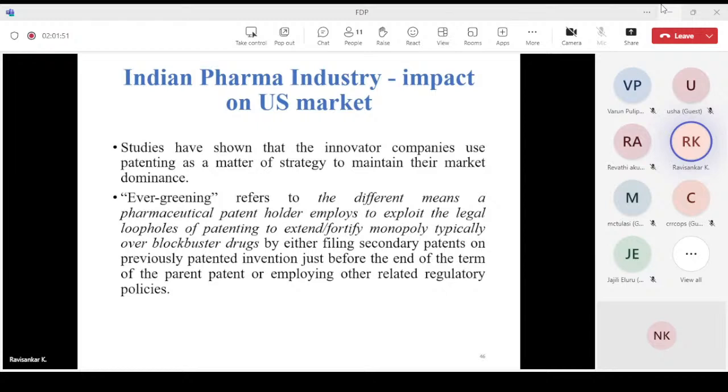Many Indian companies compete with other global generic companies in filing patent applications on various API processes, polymorphs, and formulations. This results in enrichment of intellectual property of generic companies.